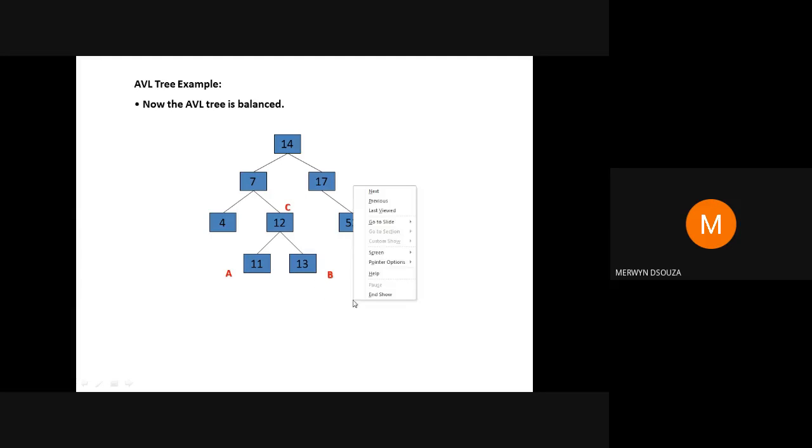Now if you calculate the values, you will find that all the values will come proper. This will be 0, this will be 0, this will also be 0, this will be -1 and this will be +1. So all these values are proper. So the tree is balanced.